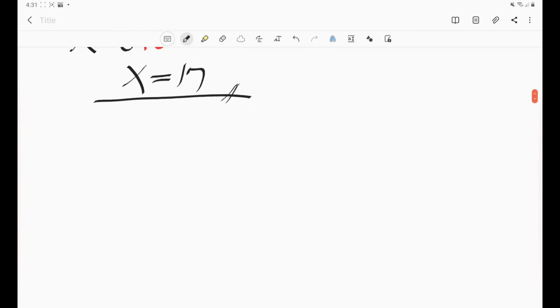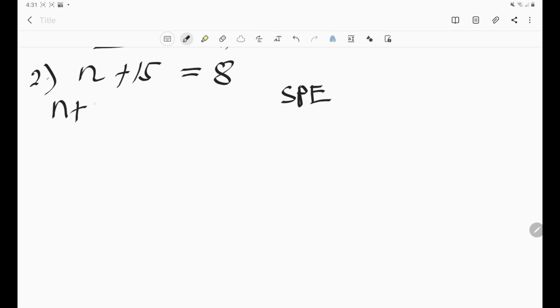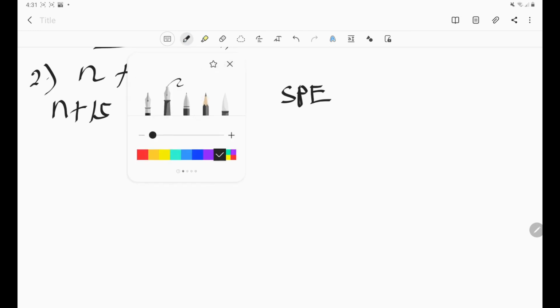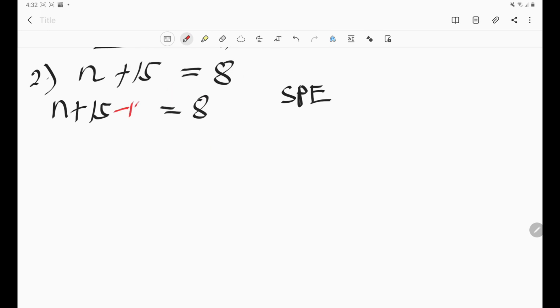Next example. Let's say we have n plus 15 is equal to 8. In this case, we will use the subtraction property of equality. So we have n plus 15 is equal to 8. To eliminate 15 on the left side, we have to subtract 15 on both sides of the equation.